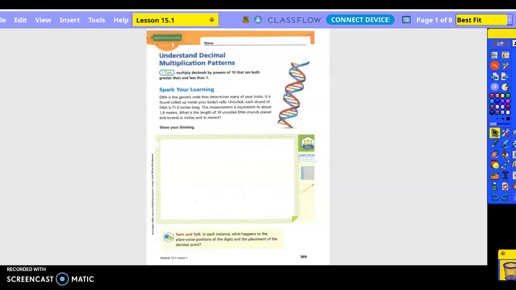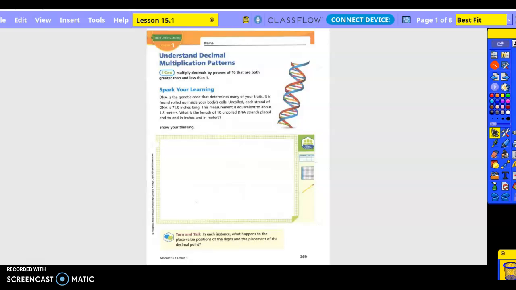Spark your learning. DNA is the genetic code that determines many of your traits. It is found rolled up inside your body cells. Uncoiled, each strand of DNA is 71 inches long. This measurement is equivalent to about 1.8 meters. What is the length of 10 uncoiled DNA strands placed end to end in inches and in meters?